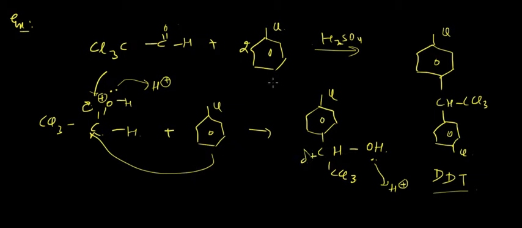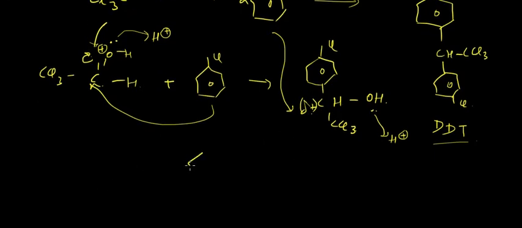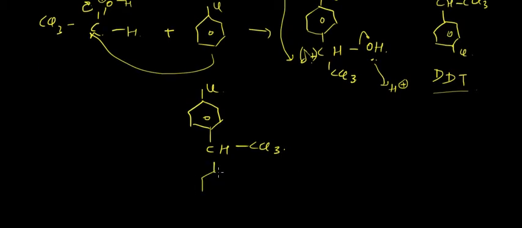Again the benzene, the second mole, will attack this electrophile, and we'll get something like this. It will be taking away its bond electrons from the neighboring carbon atom. We'll get something like CCl3 here, Cl here. So DDT is formed. Okay, now let us take another example.